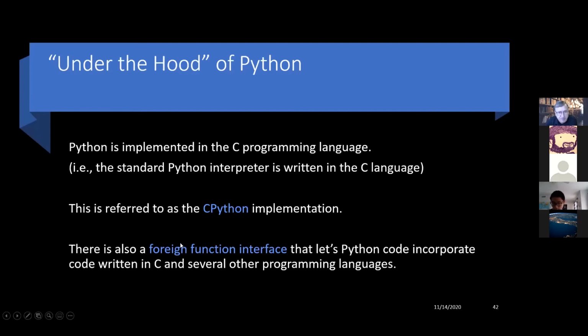You are able to incorporate code written in other languages because Python provides this foreign function interface. So within Python code, you can write C code, which would definitely run more efficiently as part of Python, but you could actually write code in other languages because of this foreign function interface. So that's something you could do with Python.